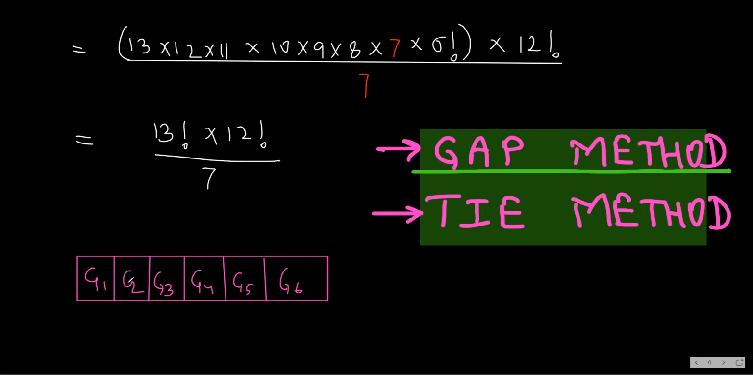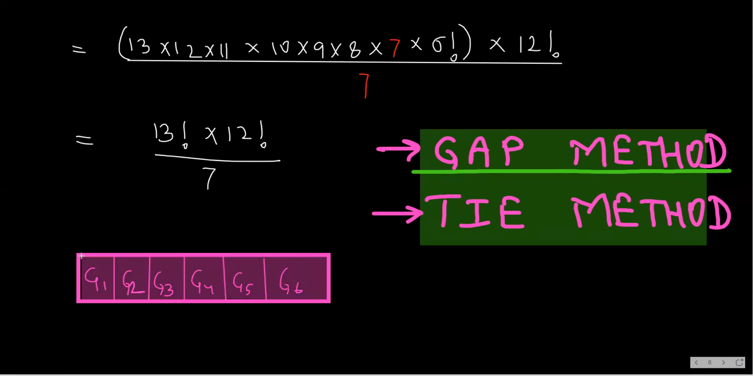As if they are tied together. As if they are all tied together. We will have these 6 girls tied together. Okay. We will have these 6 girls together, and now these 6 girls together make one single unit. This is known as the tie method.